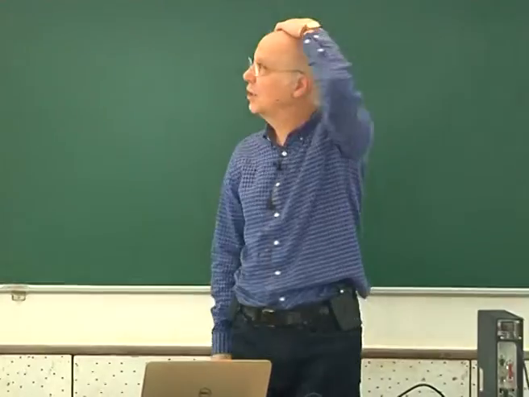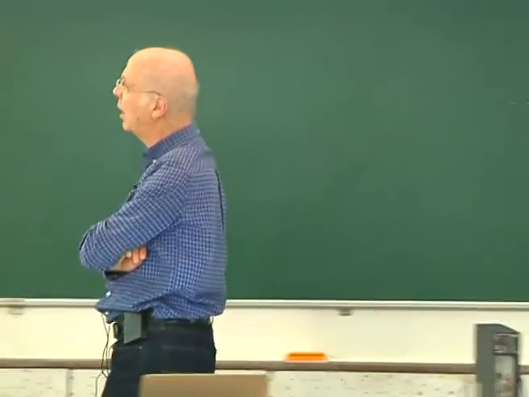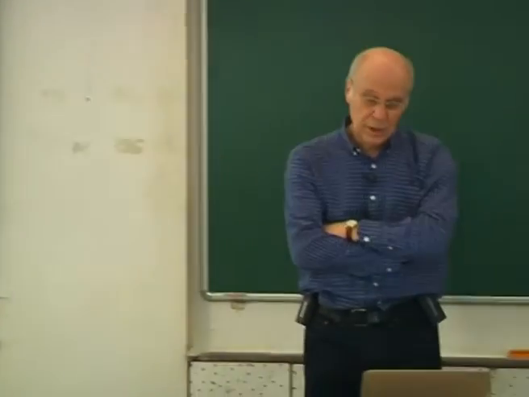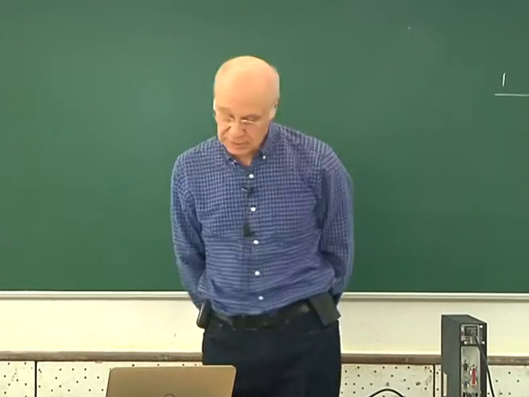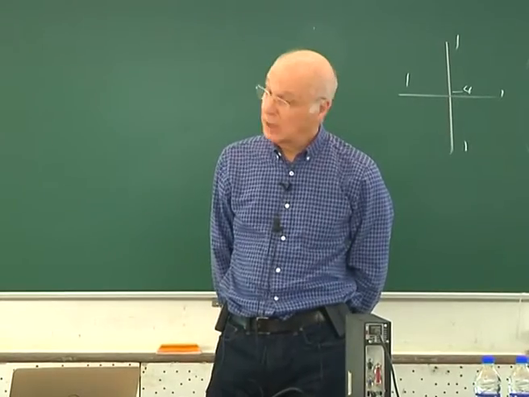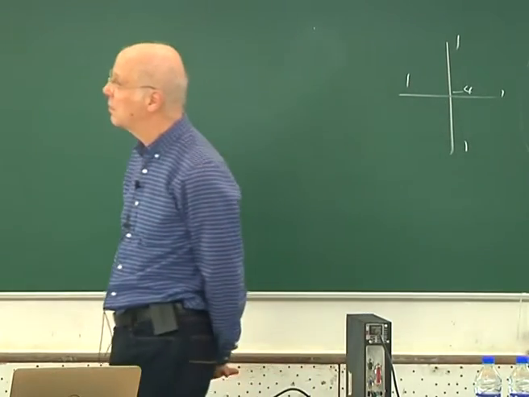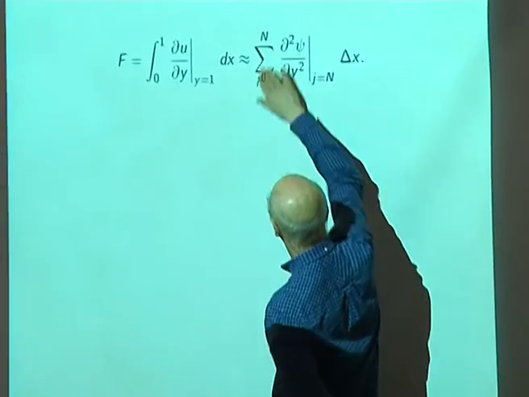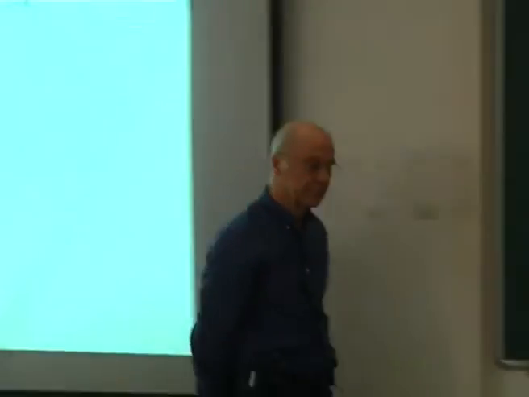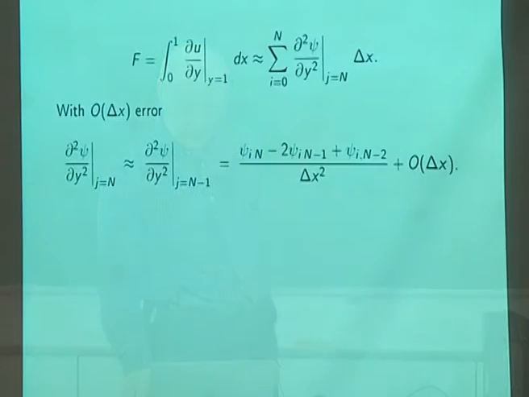of the tangential velocity. So what I want, the horizontal velocity u is d psi by dy, and so I want the y derivative of u, so I want the second derivative of psi with respect to y evaluated on the top boundary, summed across the top boundary. Now there's a problem that we don't know enough data points to work out by central differencing the second derivative of the stream function on the boundary.